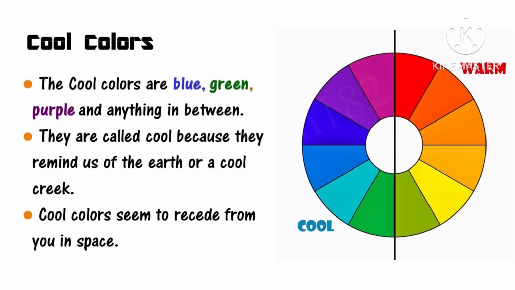Next we have cool colors. They are just opposite to warm colors. So cool colors are blue, green, purple and anything in between them. On the right side you can see the line dividing the color wheel. On the left side we get the cool colors. And now why are they called cool colors? It's because whenever we see them, they give us the sensation of peace, earth or cool. So cool colors seem to recede from you in space.